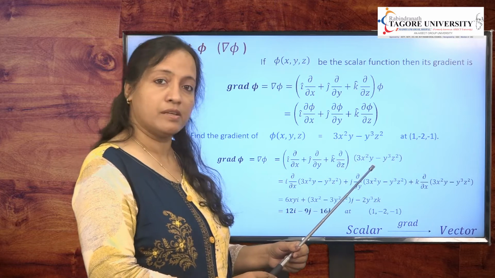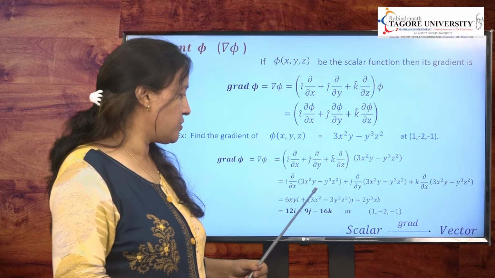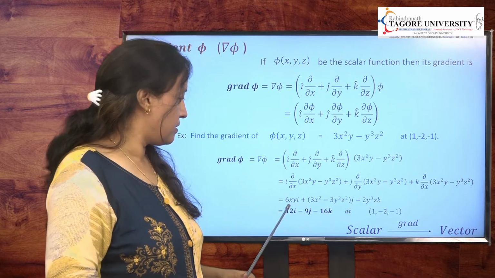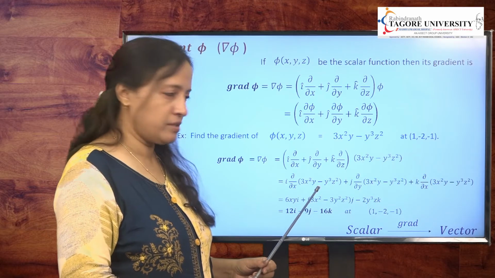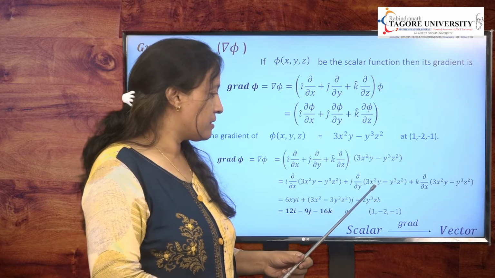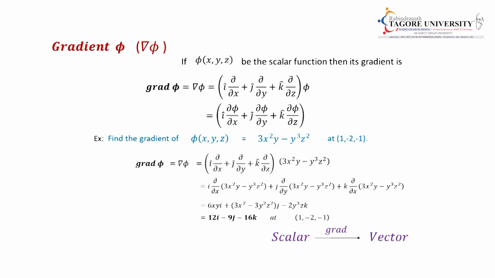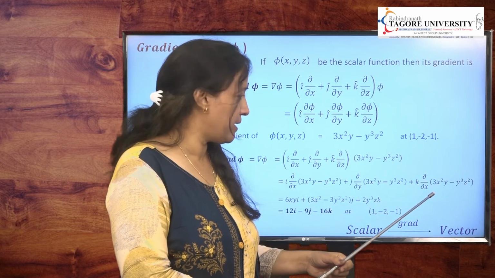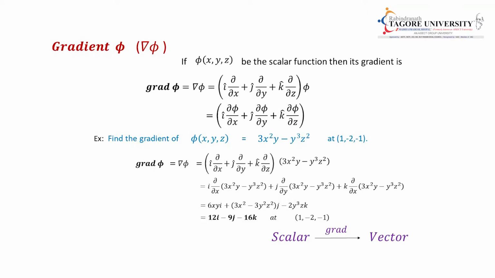This given function is scalar. On differentiating, what we get? Differentiating this with respect to x, 6xy i. Here the x term is not there in the second term, only this term is to be differentiated. In the second case, differentiate this scalar with respect to y. What we get? 3x square minus 3y square z square, j, plus k del by del z. For this it will be minus 2y cube z, k.